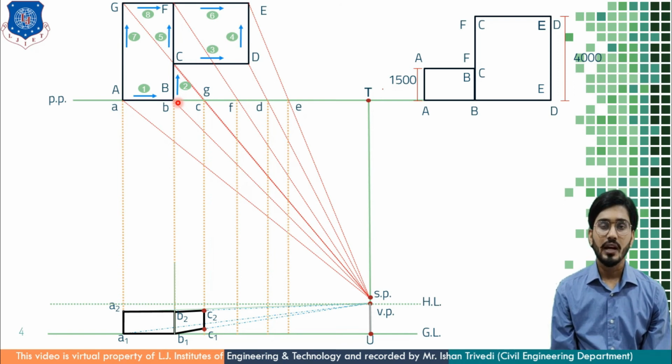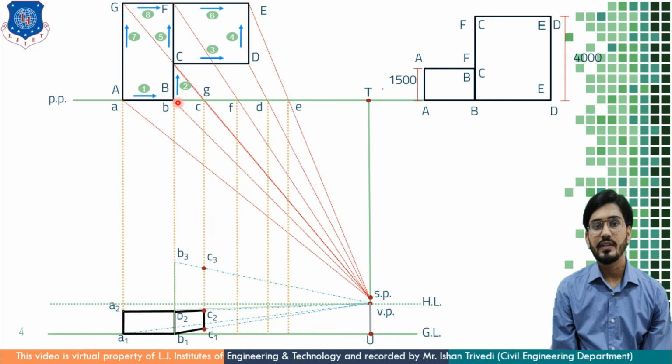What I am going to do is measure from the B1 point to a 4 meter height, and that is the B3 point. From the B3 point I am going to connect to the VP line, and I get another intercept, that is the C3 point, which is passing through the C line.